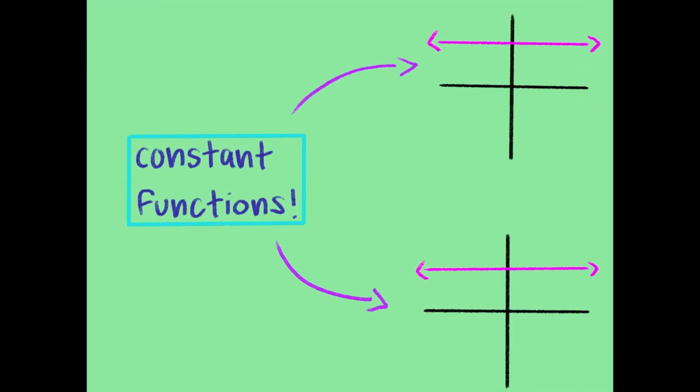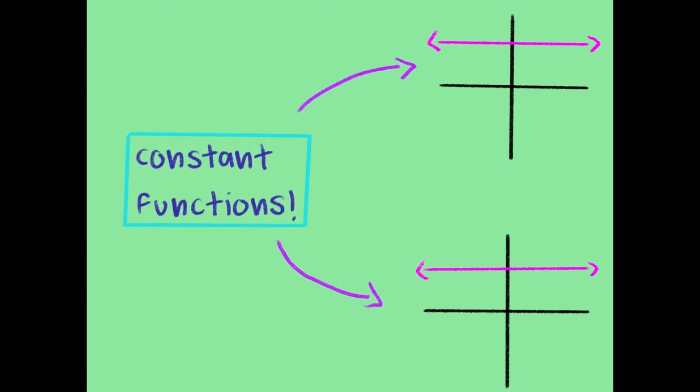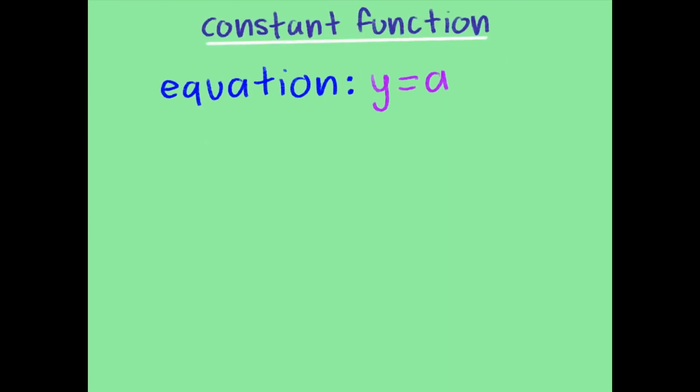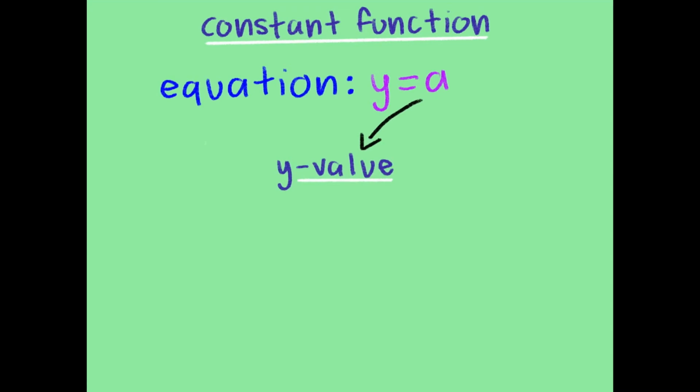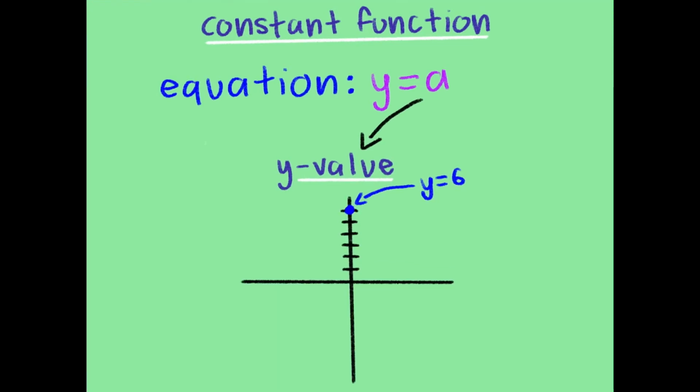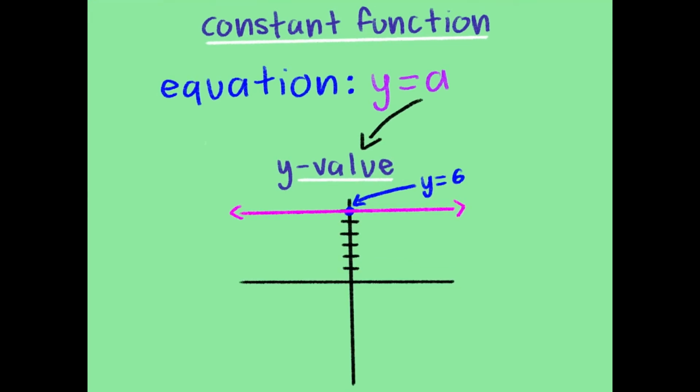Next, a constant function is a function that is a straight line. The formula is y equals a. A represents the y value. So if y equals 6, then it will be a straight line at y equals 6.